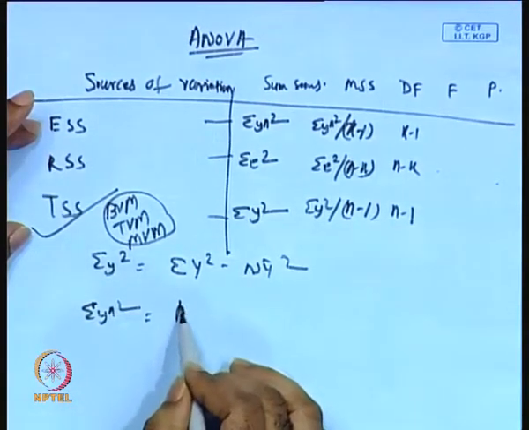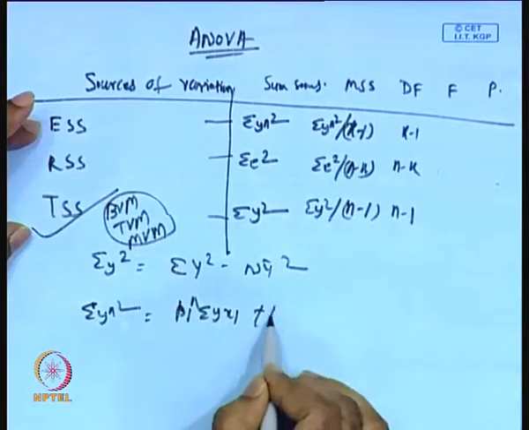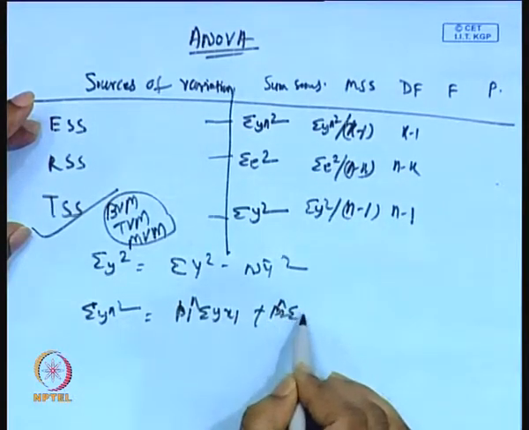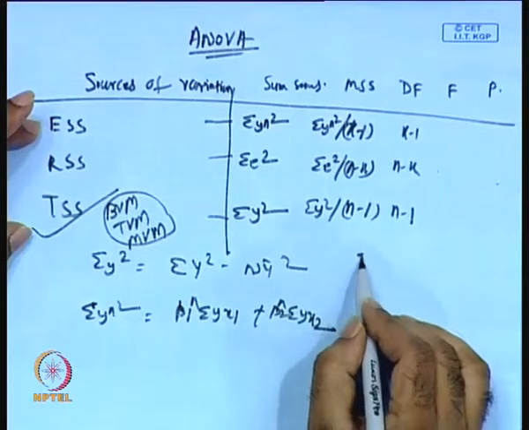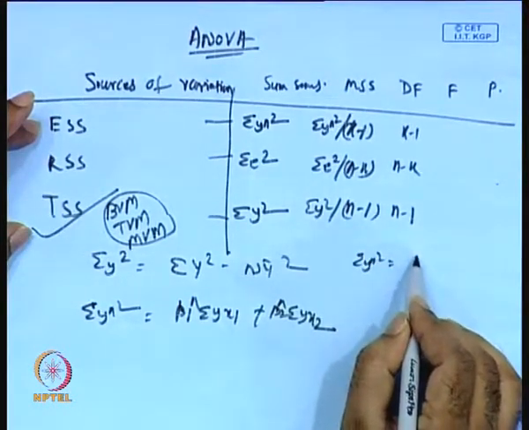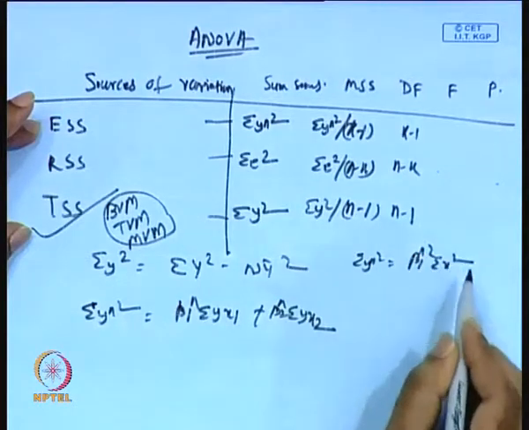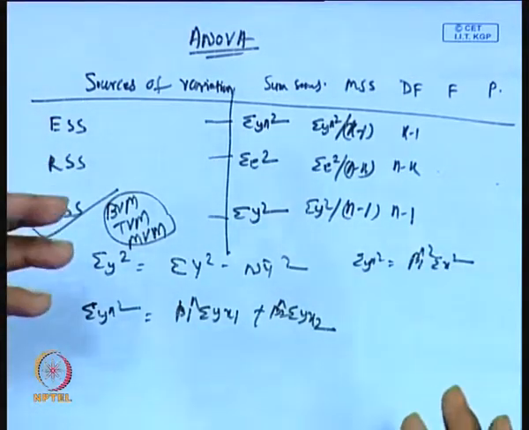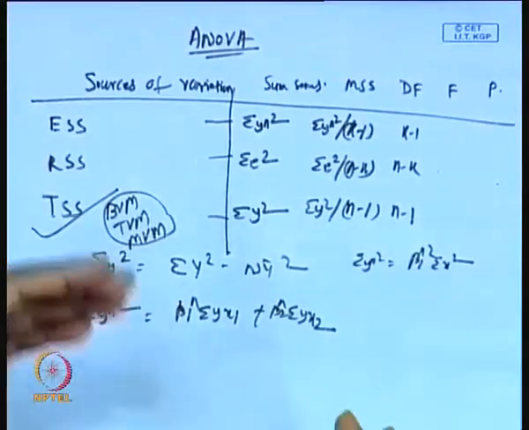Which is nothing but written like beta 1 hat summation y x 1 plus beta 2 hat summation y x 2. Okay. So, in the case of bivariate models, we write summation y hat square equal to beta 1 hat square summation x square. Okay. Beta 1 hat square summation x square. So, beta 1 hat equal to summation x1 y over summation x square.